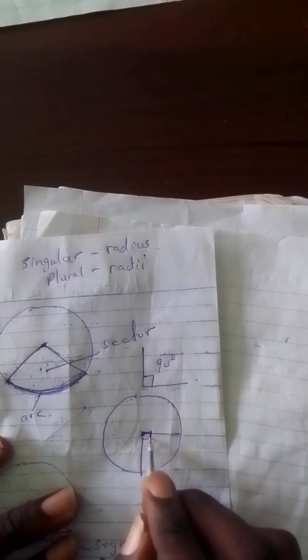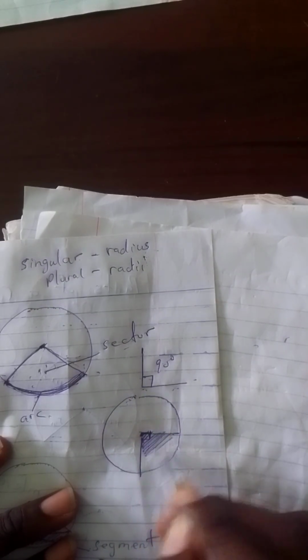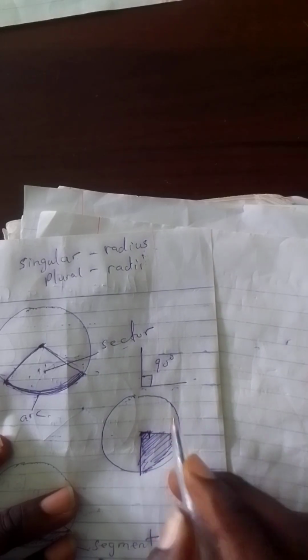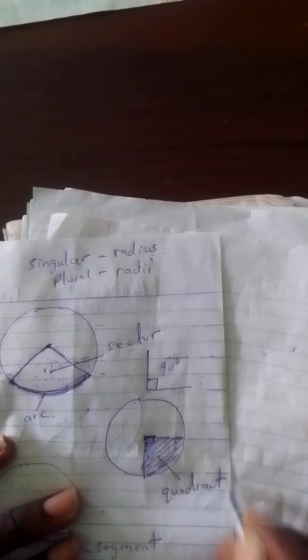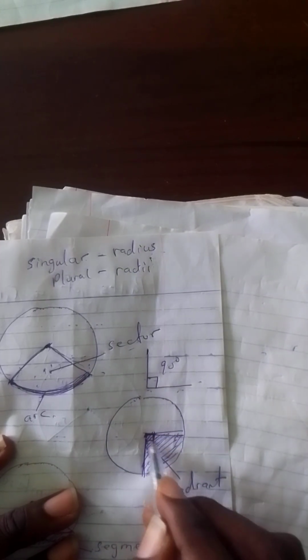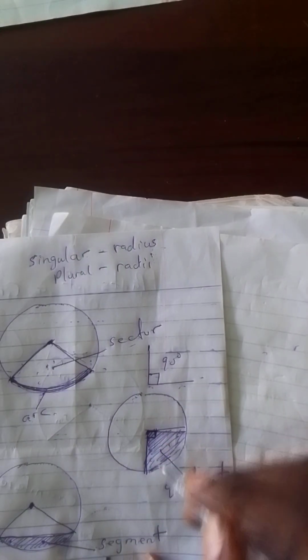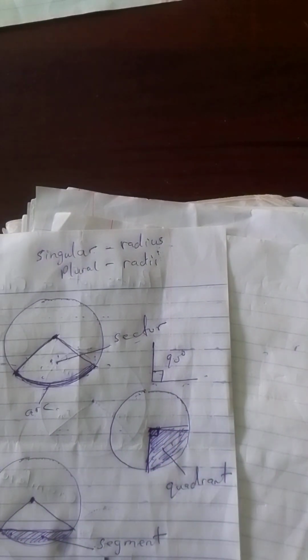So when you have two radii like this that are perpendicular, the sector formed by them is called a quadrant. So this space here, by two radii that form 90 degrees, is called a quadrant. When they are perpendicular to themselves like this, it's called a quadrant. Have that in your mind.